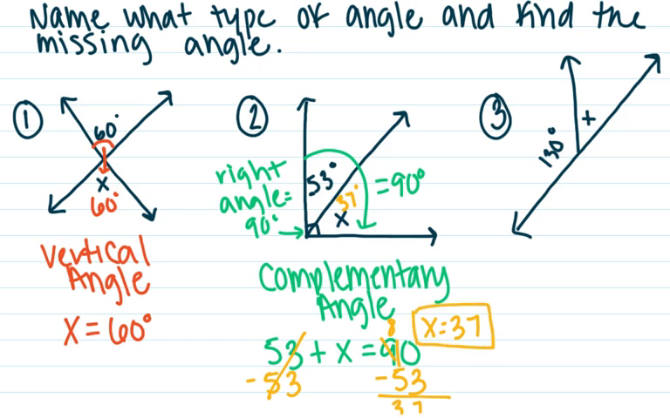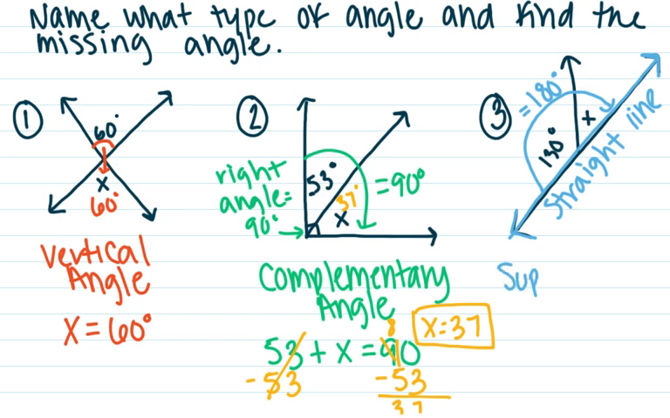And then lastly, number 3, I see something super important. I see a straight line right here. And I see that there are 2 angles located on the straight line. Now remember that when you have a straight line like I have here, those angles are going to be equal to 180 degrees. So these angles together equal 180 degrees. In terms of what type of angle this is, this would be a supplementary angle.